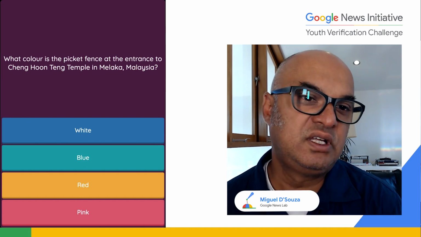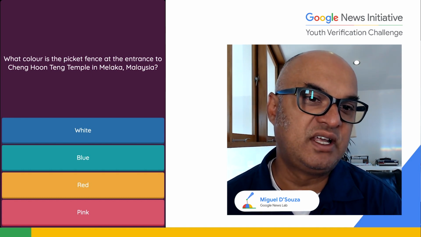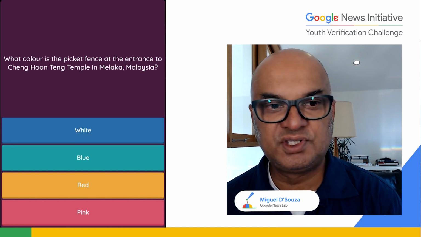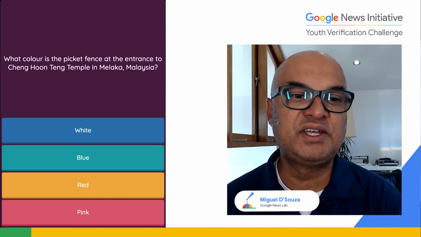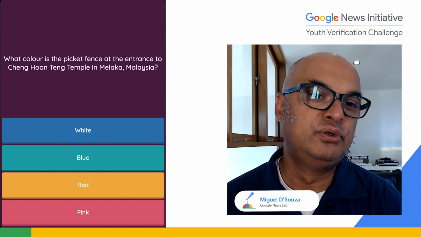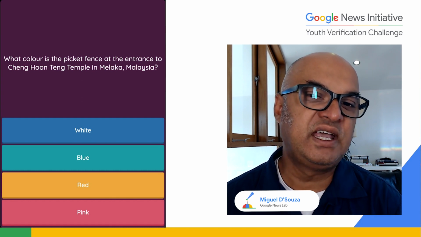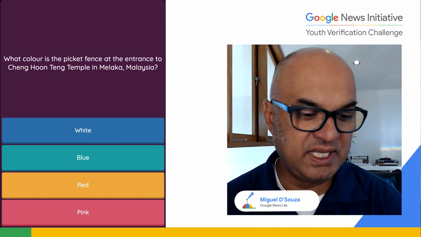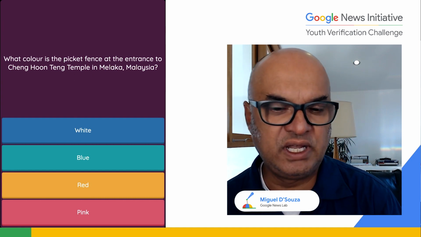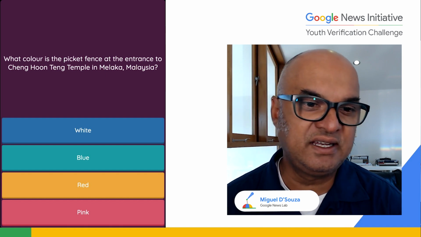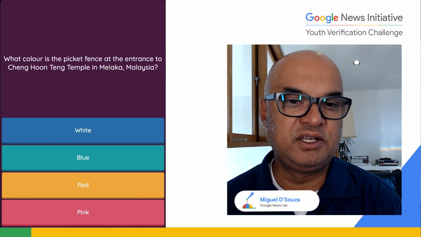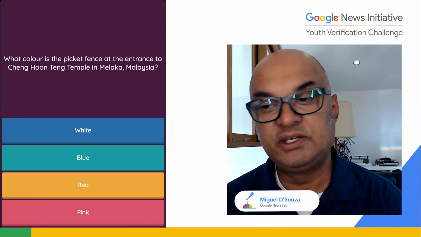And the question, in case you're running really late and you've only just joined us, what color is the picket fence at the entrance to the Cheng Hun Teng Temple in Malacca in Malaysia? Is it white, blue, red, or pink? Look very carefully at the spelling that we've got on the screen, because that'll obviously help you find it when you're doing a search on any one of the map platforms. You've got 30 seconds to go, so I really hope that you are getting your answer in. I wouldn't like you to miss out at all.